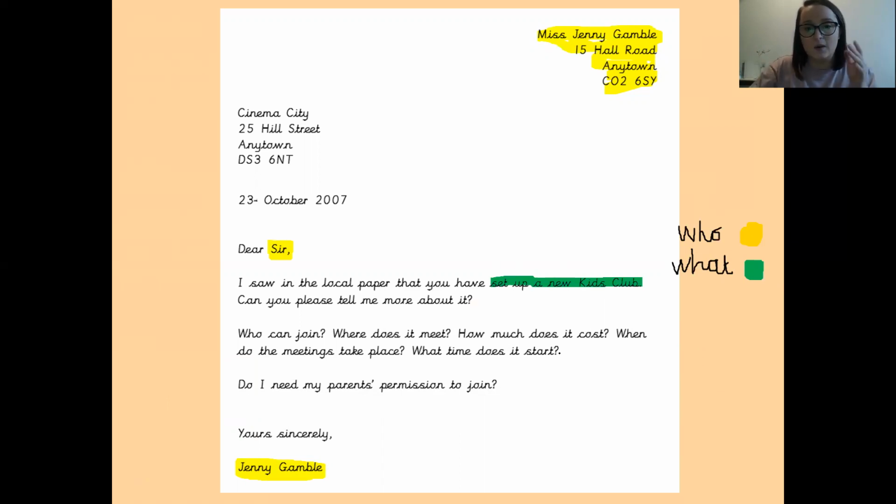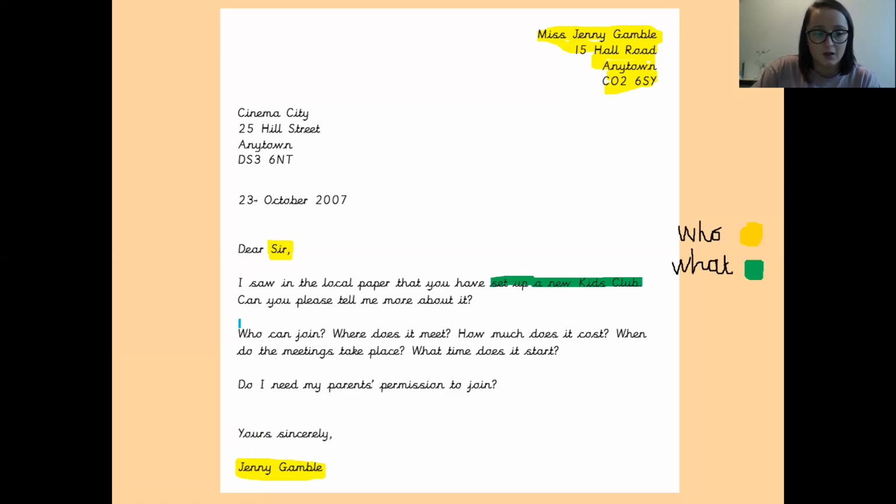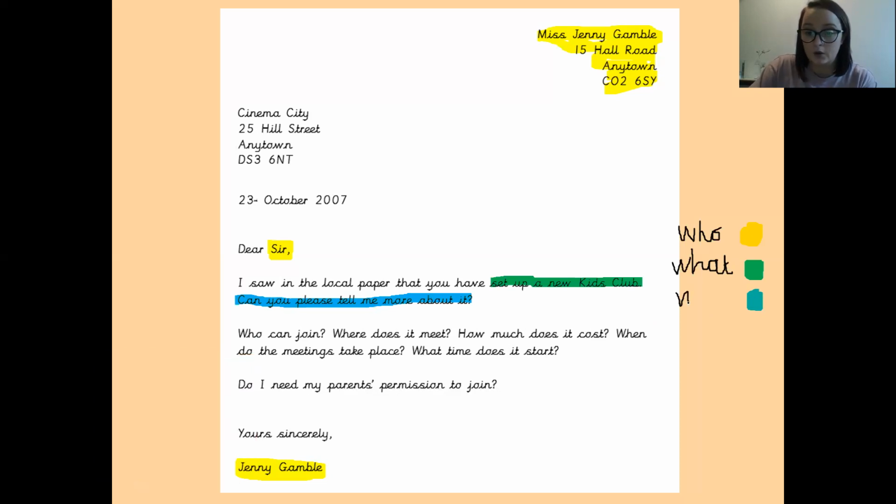Why is she writing? Well, the why and the what are quite similar on this one, but she needs more information about it before she actually joins the club. So I'll get my highlighter. There we go. And she wants more information, doesn't she? So I'm going to do my little blob again. And what label am I going to give this one now? It's going to be my why. There we go.